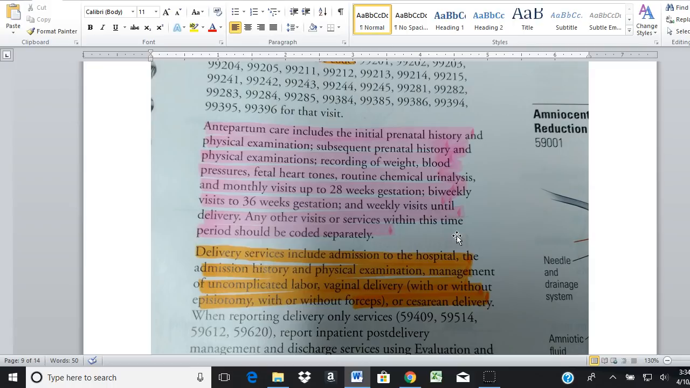Then once mom hits 29 weeks, she usually goes bi-weekly, every other week, up to 36 weeks gestation, and weekly visits until delivery. Now, this is what's important. Any other visits or services within this time period should be coded separately. So for instance, if a woman is high risk, and let's say for the last 6 weeks of her pregnancy, they want her to come in twice a week for non-stress tests. Those are coded separately and they are not included in these visits.